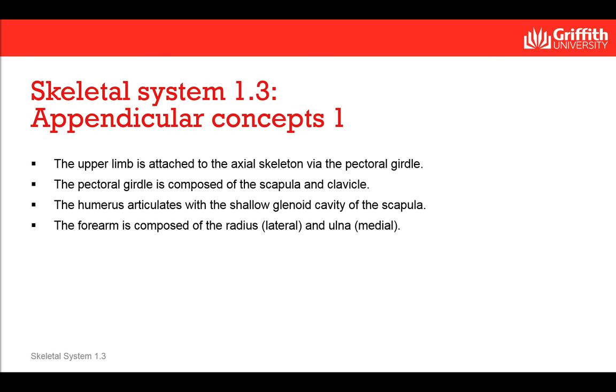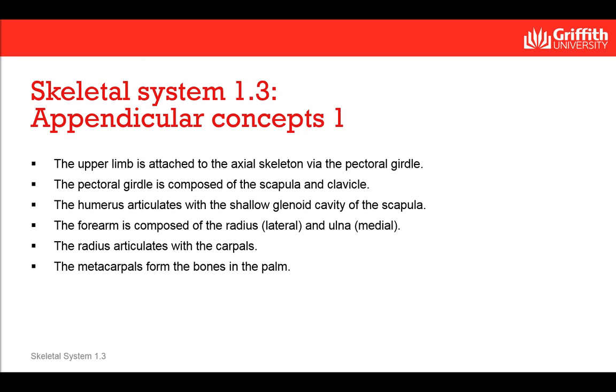The forearm is composed of the radius, located more laterally, and the ulna, located more medially. The radius articulates with the carpals. The metacarpals form the bones in the palm. The phalanges are the bones located in the fingers, and the joints provide our knuckles.